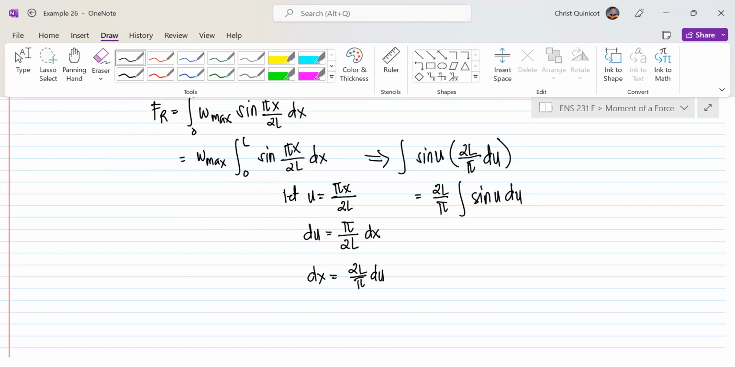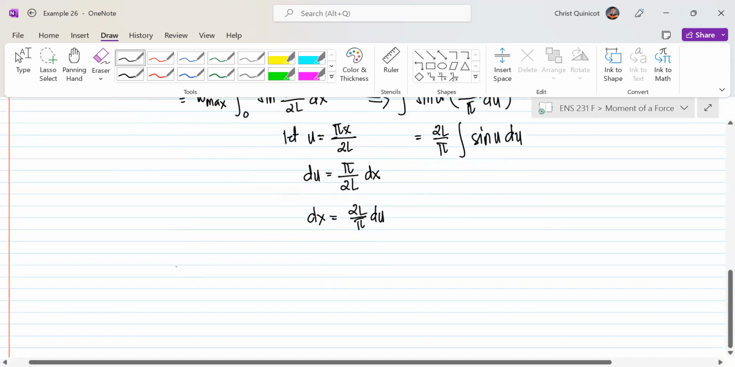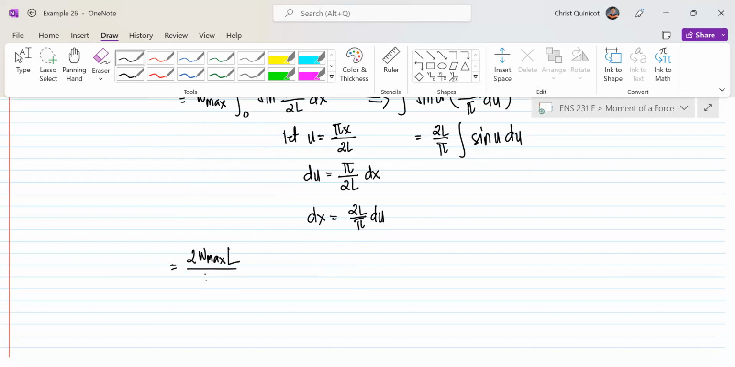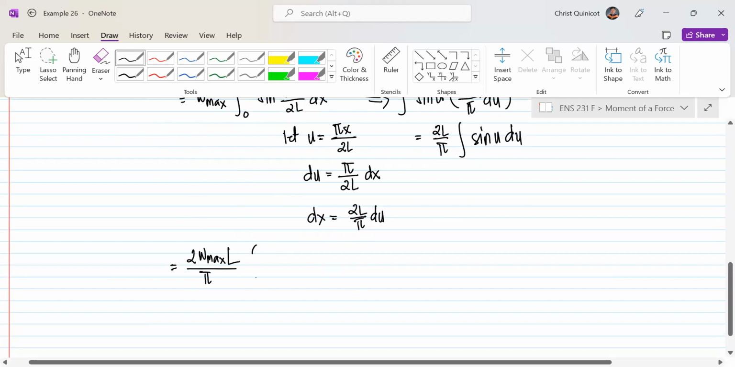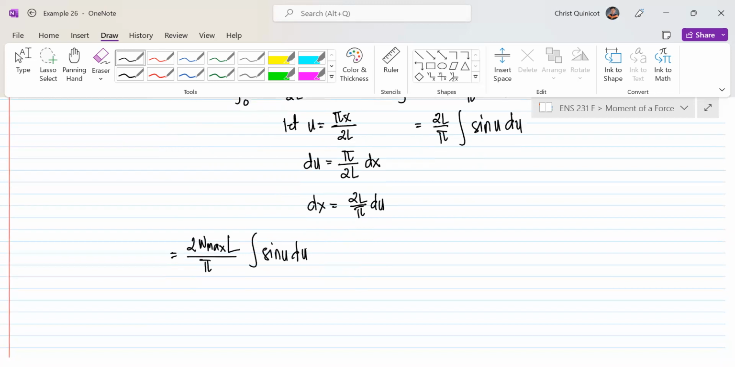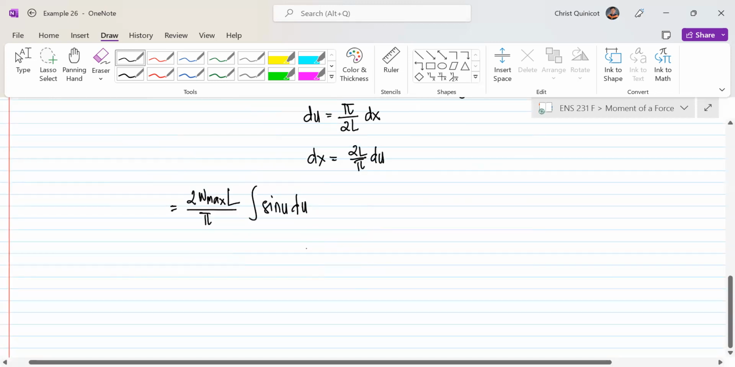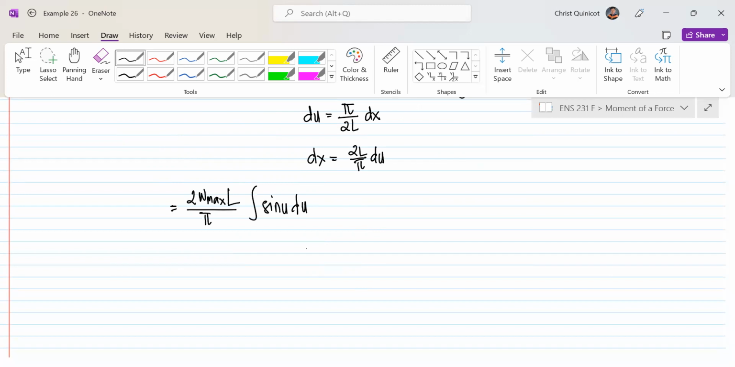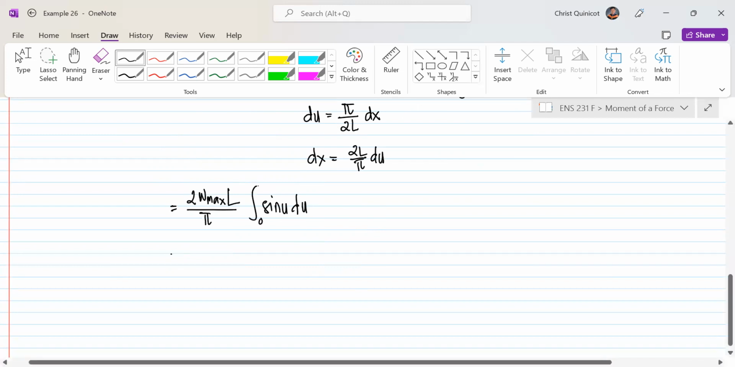Okay, then we substitute this back here. This becomes the integral of, and we have another constant being introduced, that is 2L over pi. So that's 2 w max, maximum load, times L, which is our length, over pi, times the integral of sine u du. Now sine, in differentiation, sine, cosine, negative sine, it is the opposite in our integration. So that's sine, negative cosine, cosine, sine. So, of course, we integrate that from 0 to L.